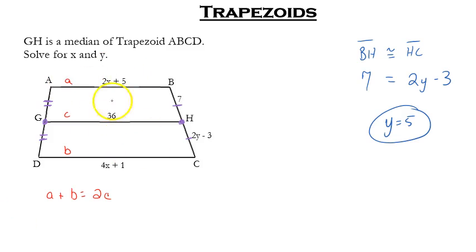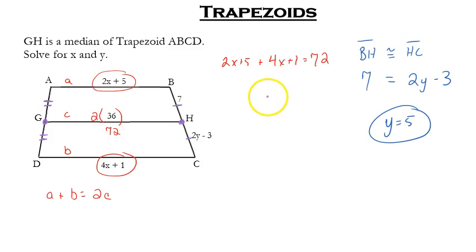So applying that here, I can add my bases. 2x plus 5 plus 4x plus 1, set that equal to 2 times this segment. 2 times 36 is 72. That's what this is equal to. We perform all the algebra, we solve for x, and find x to be equal to 11.